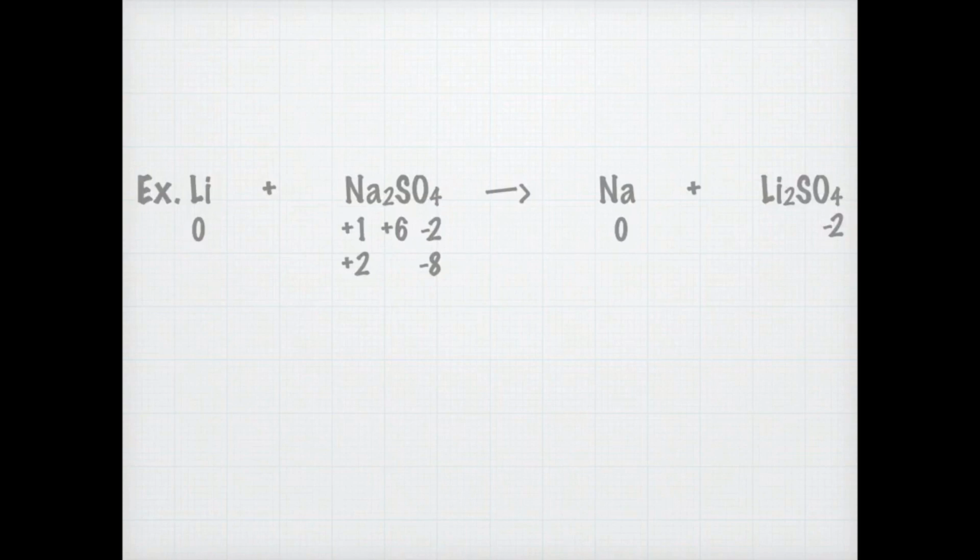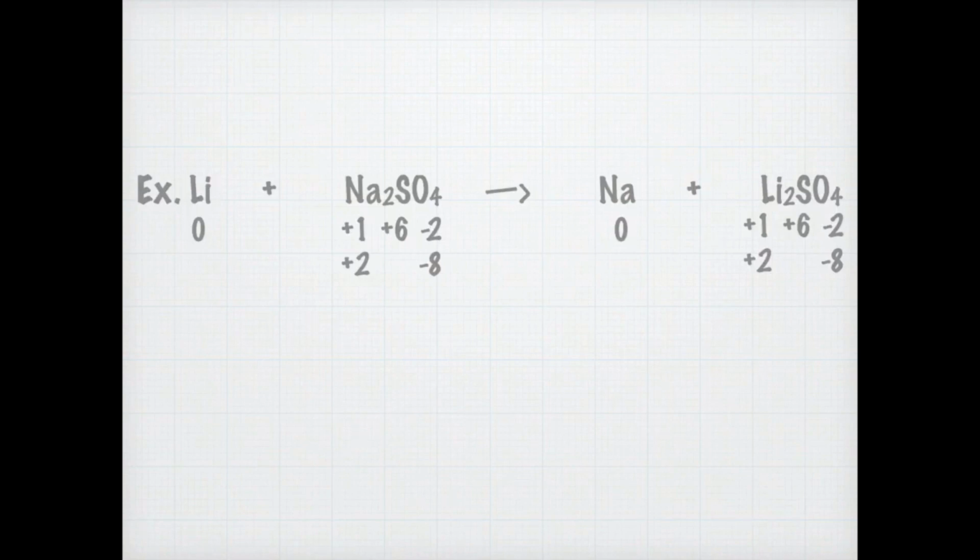So oxygen is -2. There are 4 of them, so that would be -8. Lithium has an oxidation number of +1. There are 2 of them, so that would be +2. And so sulfur would be +6. So with all of these oxidation numbers, I can now determine what is being oxidized and what is being reduced.